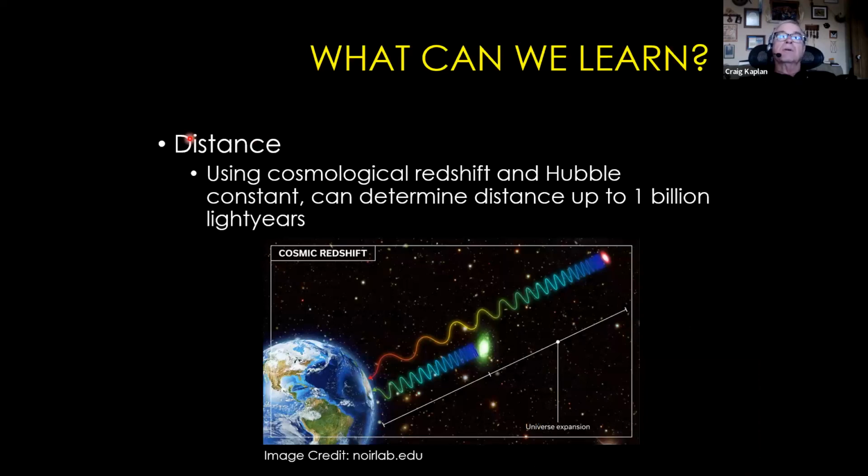Distance can also be determined by using spectra. Using the cosmological redshift and the Hubble constant, we can determine how far objects are from us, up to a billion light years. So this is an object much further away, and moving away from us, causing a much bigger redshift than this object, which is actually moving towards us, causing a blue shift.